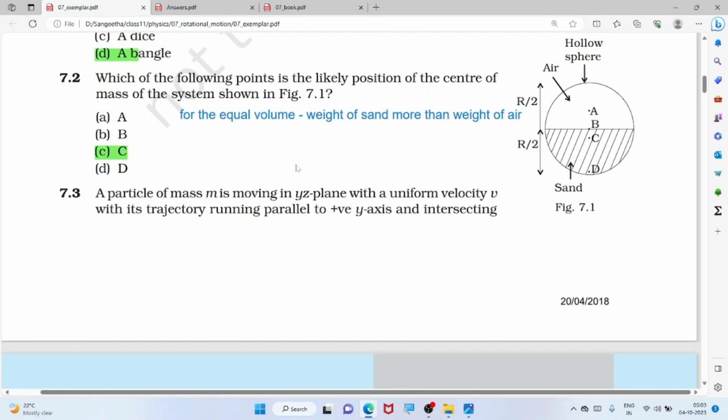Which of the following points is likely the position of the center of mass of this system? Here both have equal volume, but the weight of the air will be less than the weight of the sand, which will have more weight for equal volume. So this will have more weight than this, so to balance the weight the center will move slightly towards the sand.